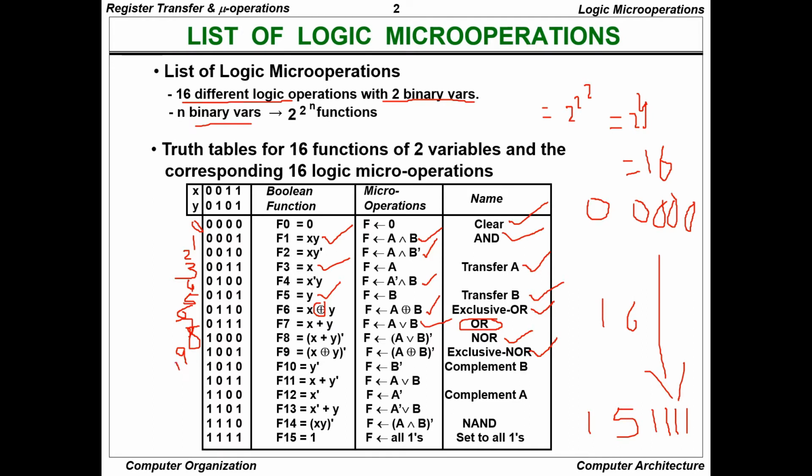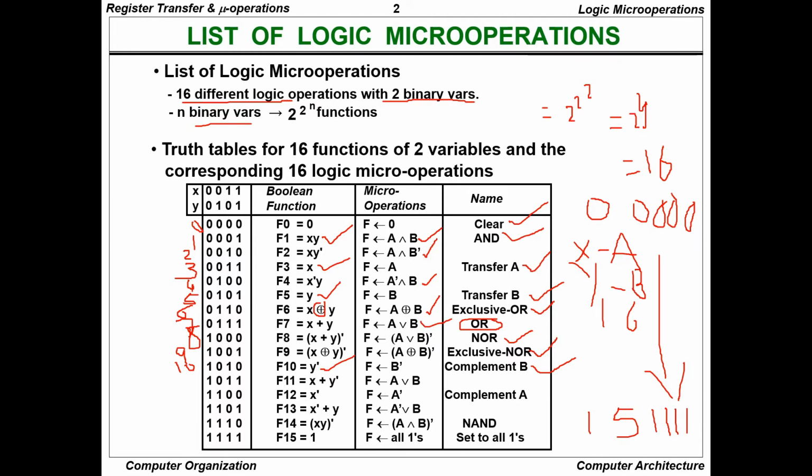Coming to the 10th operation, F10 equal to Y bar. Let us assume X as A and Y as B. So F10 equal to Y bar means B bar, so F tends to B bar, which is nothing but complement of B. Coming to the F11 operation, that is X plus Y bar, which is F tends to A or B bar, right?